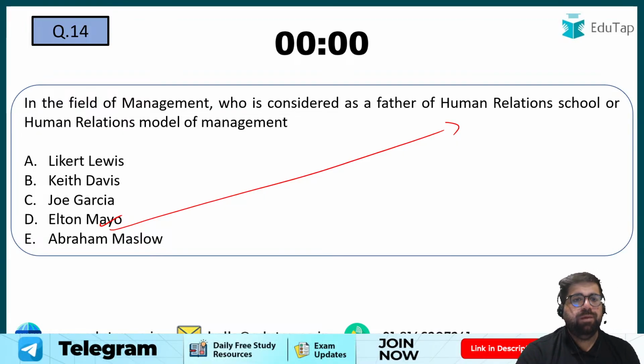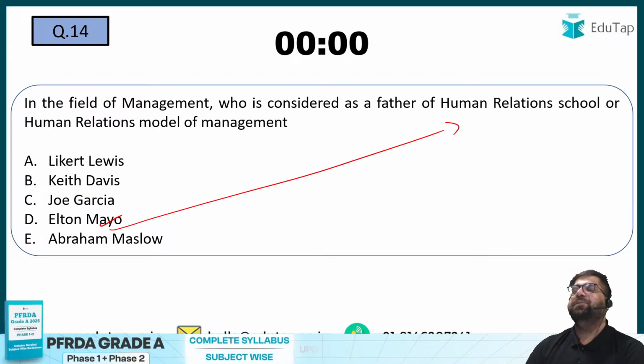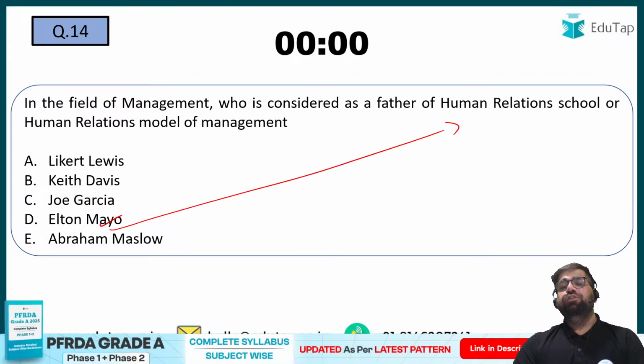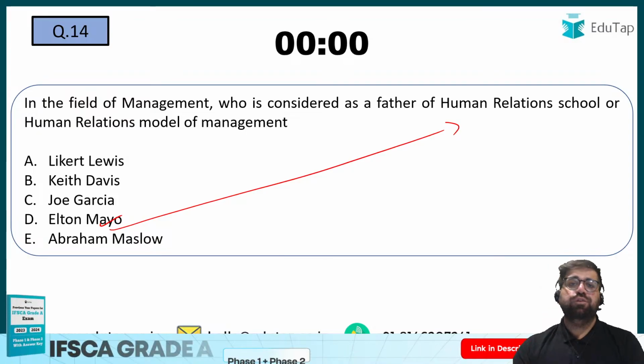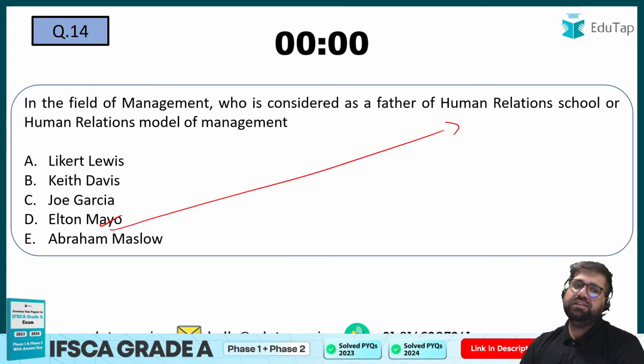Human relation was given by Elton Mayo only. He said that people should be encouraged in the company. You should not just focus on the task, rather you should focus on the employees also. So the answer will be option number D.